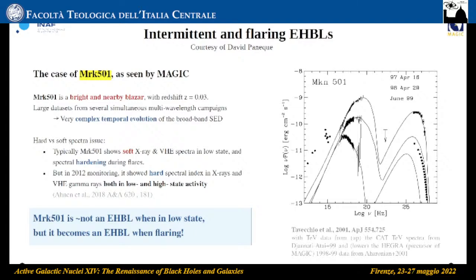In this case, I will start from a very historical plot about this source. Markarian 501 is a very bright, very nearby, very well-known blazar, and it's very well sampled from the multiwavelength point of view. So we have several campaigns that characterize this source. And one of the most interesting features is that when it's in low state, it's not an extreme blazar. When it's in high state, because this source, as you see, flares frequently, it becomes an extreme blazar. So there is this change of category that is represented by this source, but I will now contradict myself because in a recent paper by MAGIC, also thanks to a multiwavelength coverage, in 2012, both during the low state and the high state, it was showing hard spectra and it was an extreme blazar.